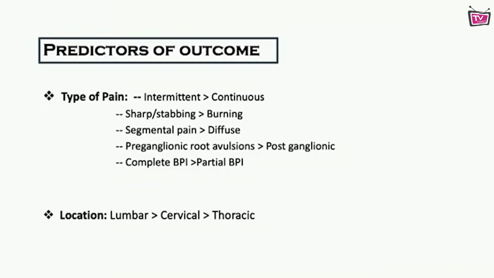So predictors of outcome are intermittent, sharp stabbing pain, segmental pain, preganglionic root avulsions, and complete BPI. These are the patients who respond better to the pain following DREZotomy versus the other types. And in the literature, they say lumbar has better outcomes than cervical and then thoracic.